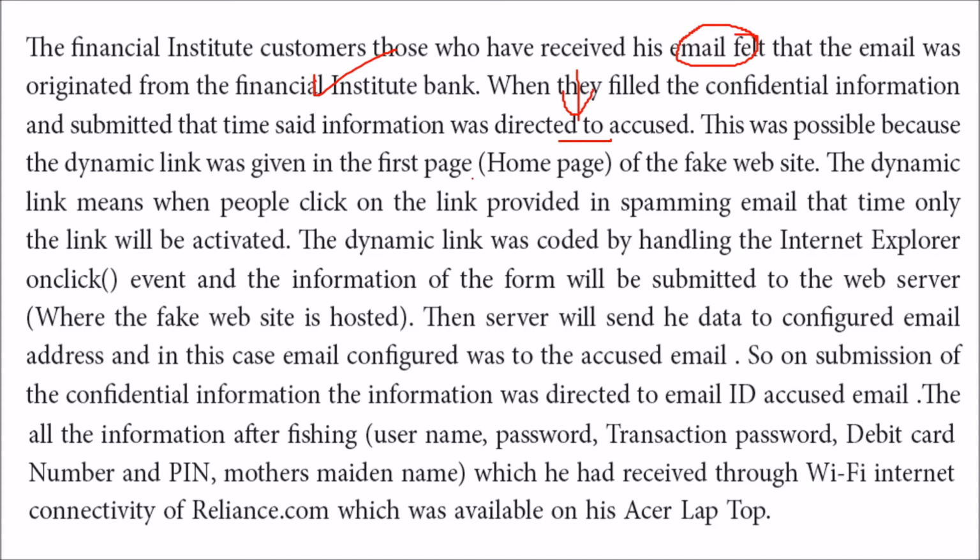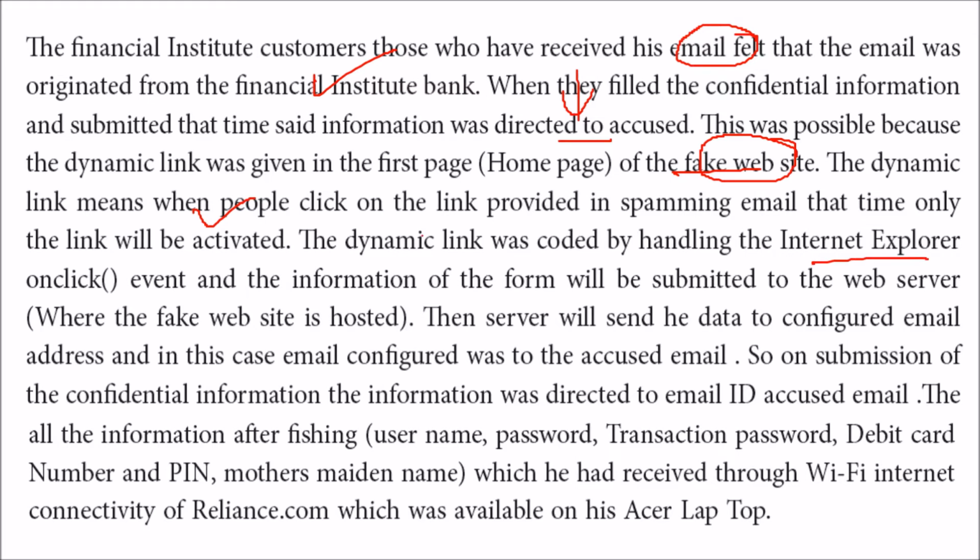This was possible because the dynamic link was given on the first page, the home page of the fake website. The dynamic link means that when people click on the link provided in the spamming email, only at that time will the link be activated. And the dynamic link was coded by handling the Internet Explorer on-click event.